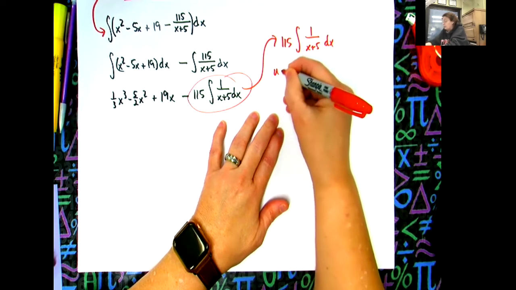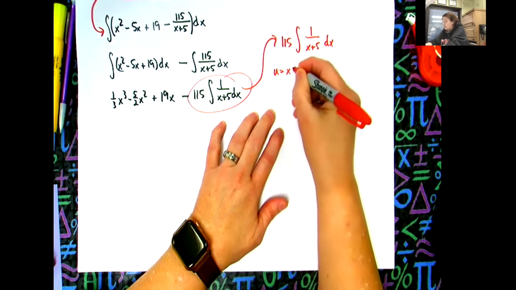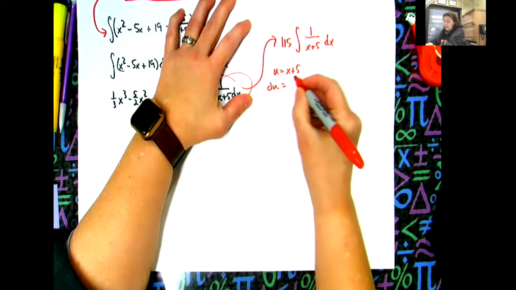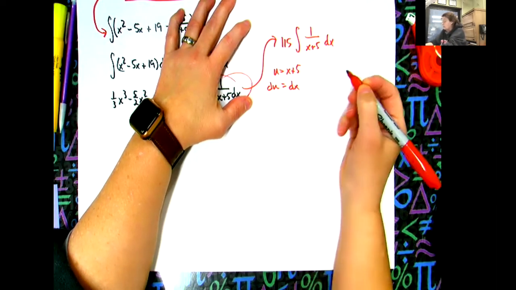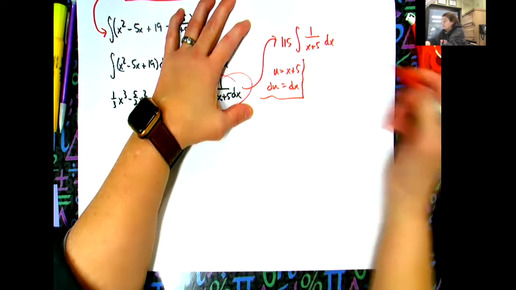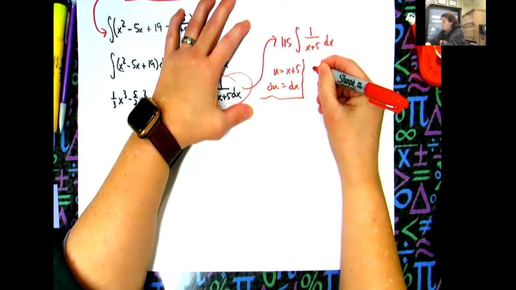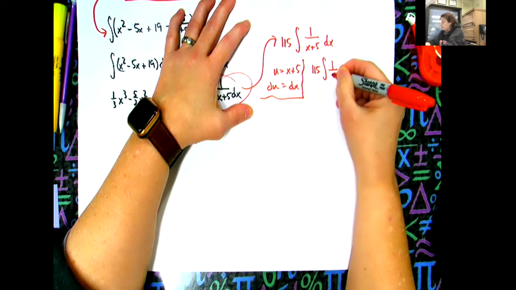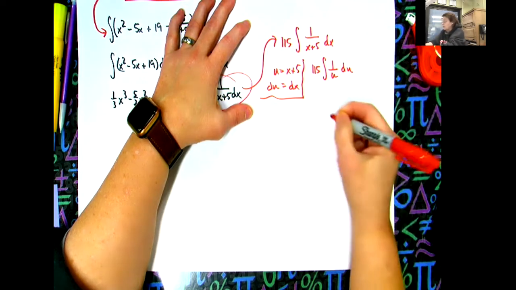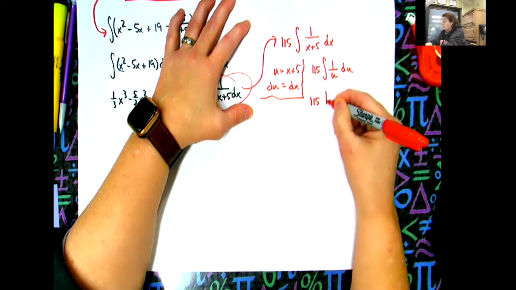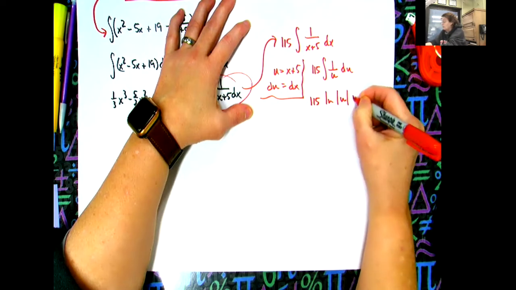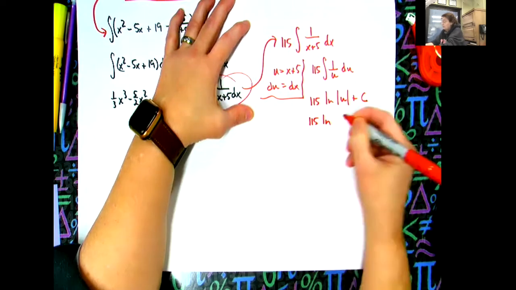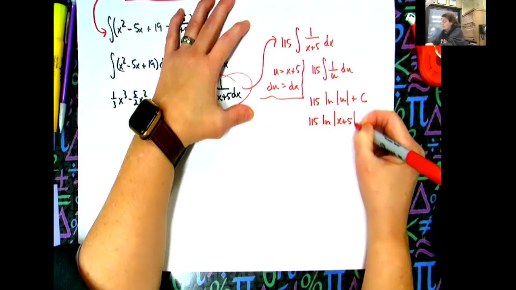So what am I going to do? I'm going to let u equal the denominator, so x plus 5. The piece of paper is bouncing all over the place. I'm going to take the derivative of each side. So what's this going to be, just a dx? Yes, just a dx. So I'm going to come up here and rewrite. I'm going to have 115 times the integral of 1 over u du. That's 115 natural log absolute value of u plus c. Go ahead and put in u, so 115 natural log absolute value x plus 5, and then plus c.